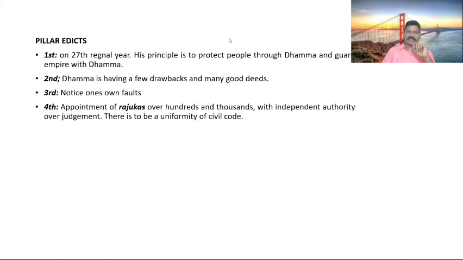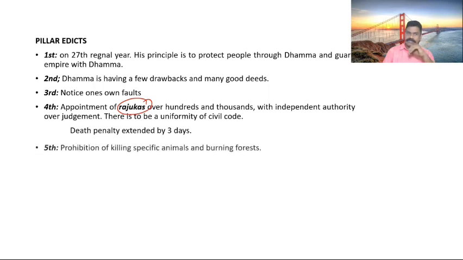The fourth pillar edict of Asoka speaks about the appointment of the Rajukas over hundreds and thousands. Rajukas were government officers appointed at the provincial level. They were given independent charge, independent authority to give judgment. There is a uniform civil code. Death penalty was extended by 3 days.